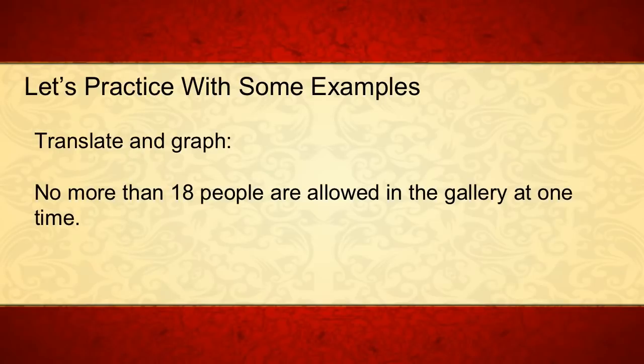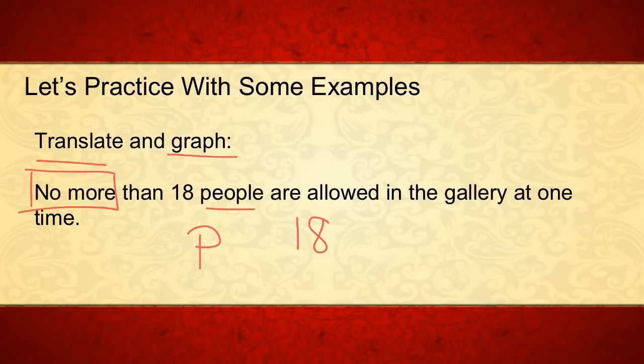Okay, let's try this one. We're going to translate. We're going to graph. No more than 18 people are allowed in the gallery at one time. So I'm going to use P for the number of people. And I know my number is 18. So I have to think about what symbol is going to go with no more than. So I'm going to ask myself 3 questions. Could it be less than 18? Well, yeah, less than 18 would be no more than.